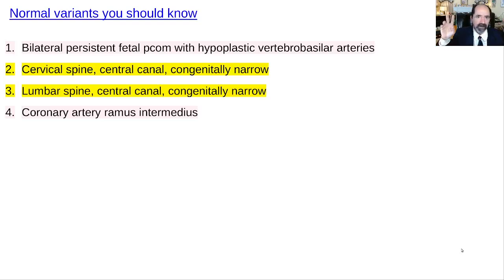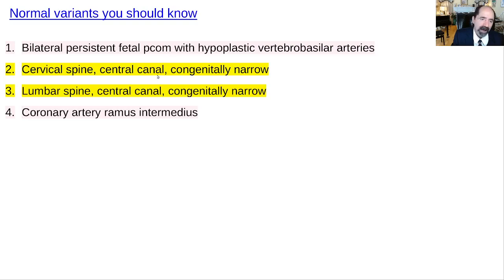Okay, this video is about normal variants you should know. These are normal variations of anatomy that increase your risk of having a serious medical problem. So the first one is bilateral persistent fetal PCOM with hypoplastic vertebral arteries. I'll show you a picture of it in just 1 second. It'll be real obvious, even though it's a fancy description there.